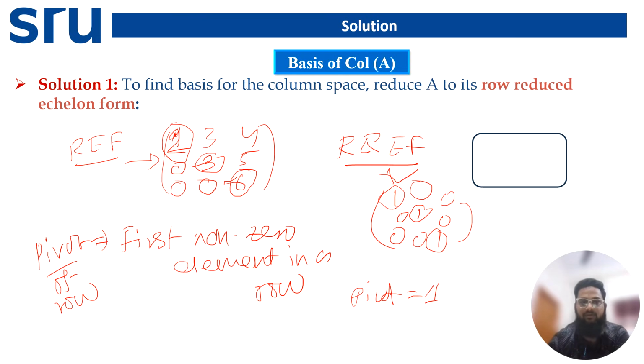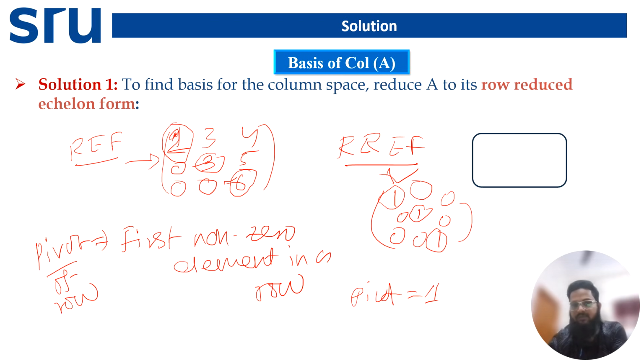This is called row echelon form. So the RREF form we are going to use in this problem to find the basis of column space and basis of null space, right? So RREF form means the pivot must be 1 and the below and above elements of the pivot must be 0, right?